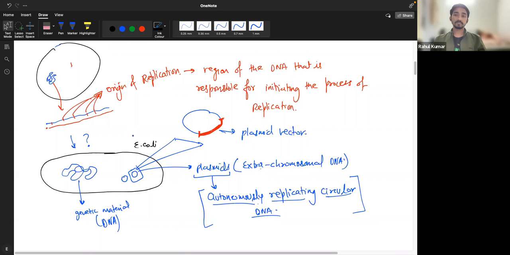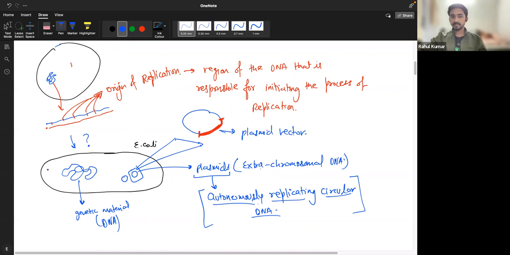And RNA is also not stable due to a similar reason. So why is this stable? Because it's a circular DNA. It has no loose ends. It's a circular DNA, which is called a plasmid.